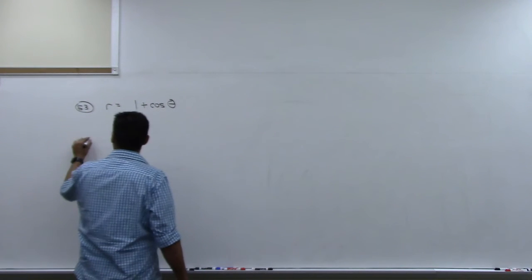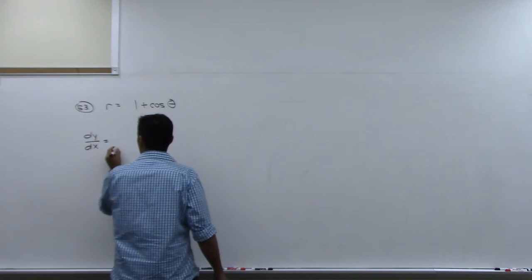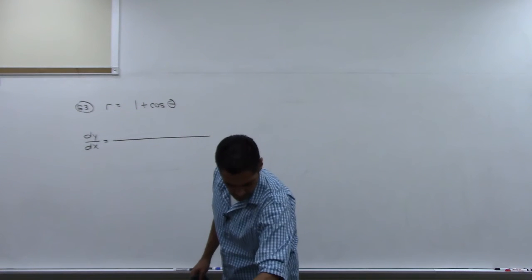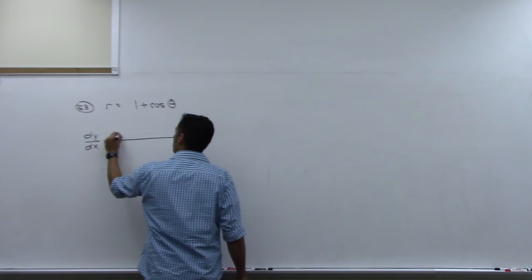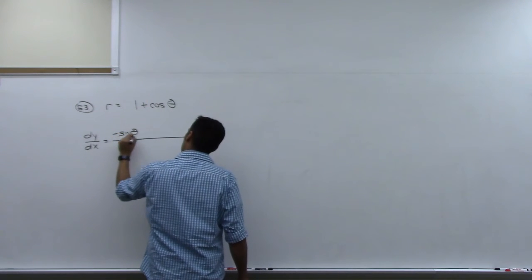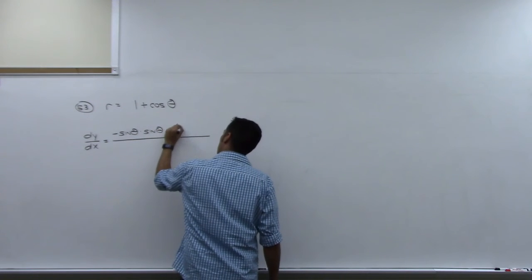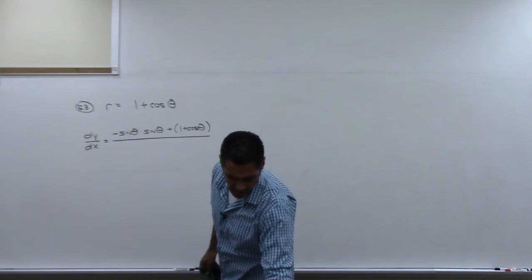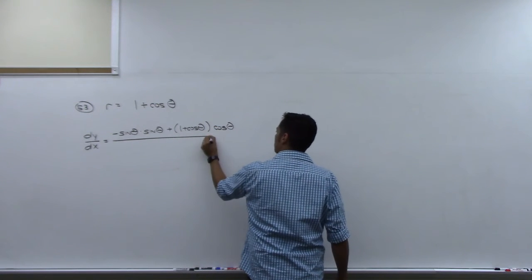And I need my derivative, so dy dx equals, I'm not going to write the formula down. Okay, so we have derivative of this with respect to theta, negative sine theta times sine theta plus r, which is 1 plus cosine theta times cosine theta. Okay. I always have to check it just in case.